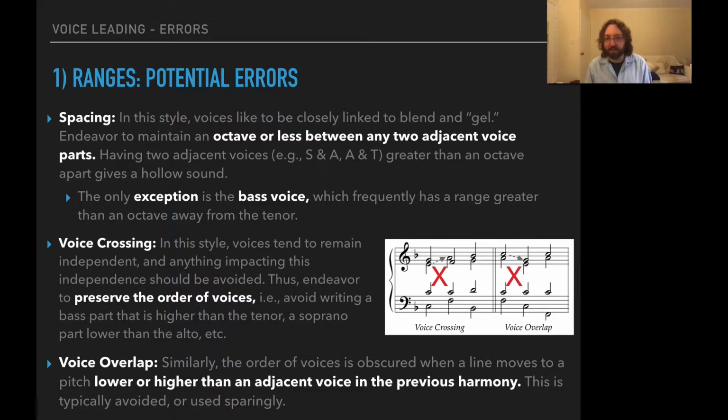Look at that second example on the screen, and look particularly at the alto and soprano voice. Notice that the soprano voice leaps lower than where the alto voice was before it. So that's the example of voice overlap. When a voice leaps below, or it leaps beyond, I should say, because this can happen when it's leaping upwards too, leaps beyond where the adjacent voice was in the chord before. So these are the range elements to watch out for: spacing, voice crossing, and voice overlap.